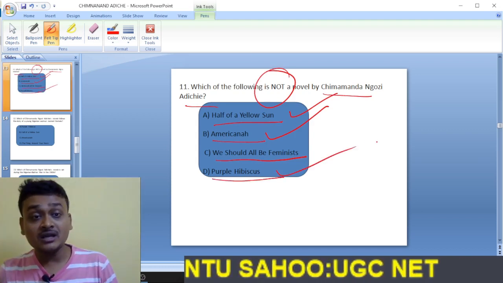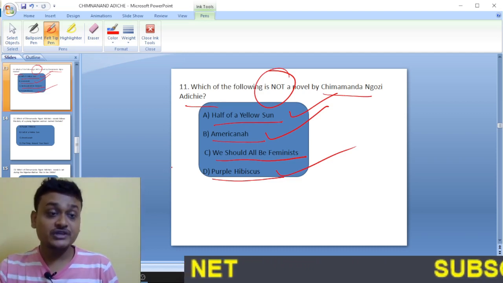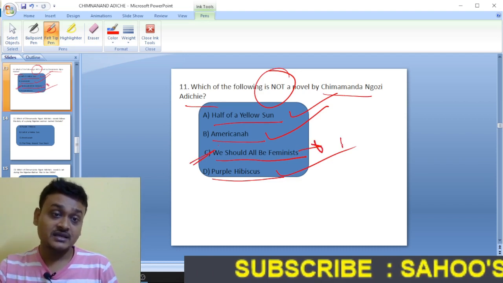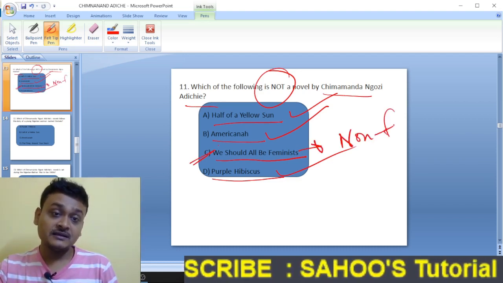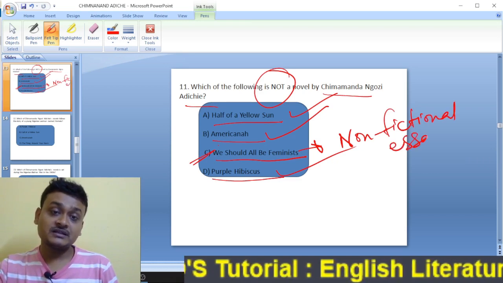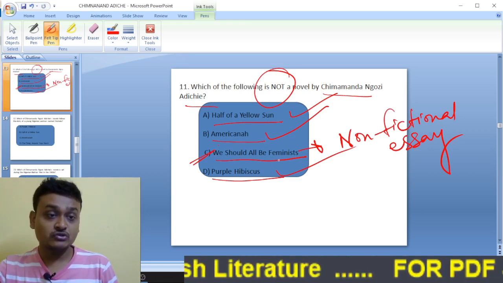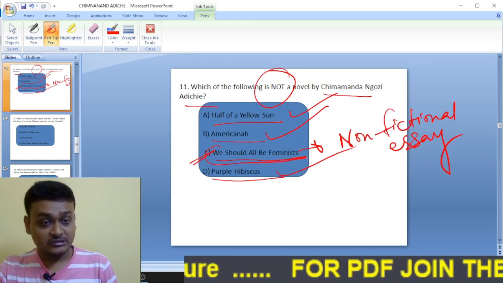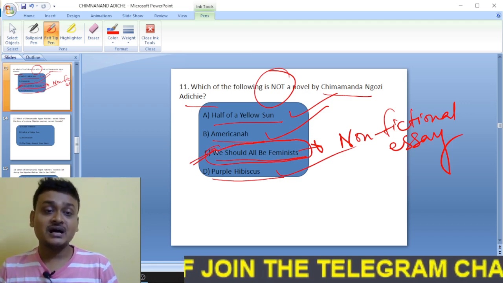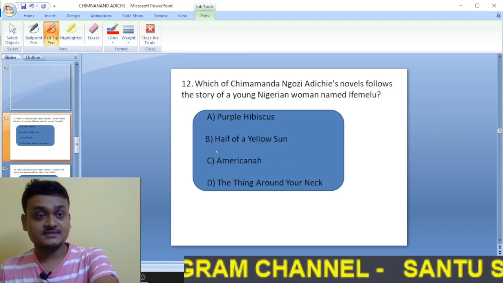But which is not a novel? A novel is a fictional work. So We Should All Be Feminists is a non-fictional work. It is an essay, a non-fictional essay written by Chimamanda Ngozi Adichie. So We Should All Be Feminists is the right option. This was also written by Chimamanda Ngozi Adichie, but it is a non-fictional essay. So here C is the right option.